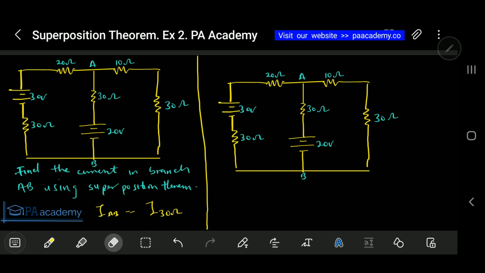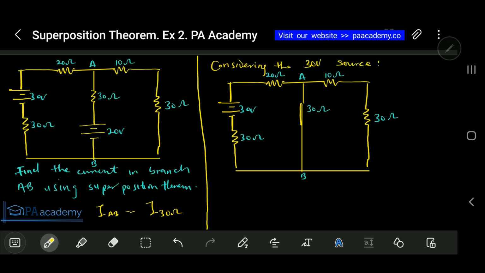If we are considering the 30 volt source, that means this 20 volts, we can just take it out and replace it with a short circuit. Exactly, because it's a voltage source. So we replace it with a short circuit, so that will no longer be there. So now let me write it here: considering the 30 volt source.